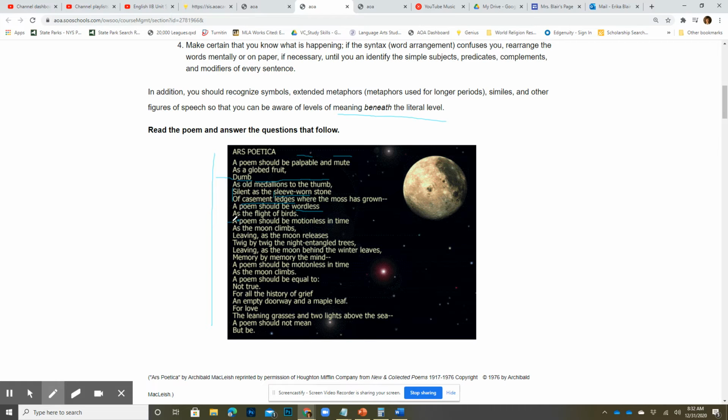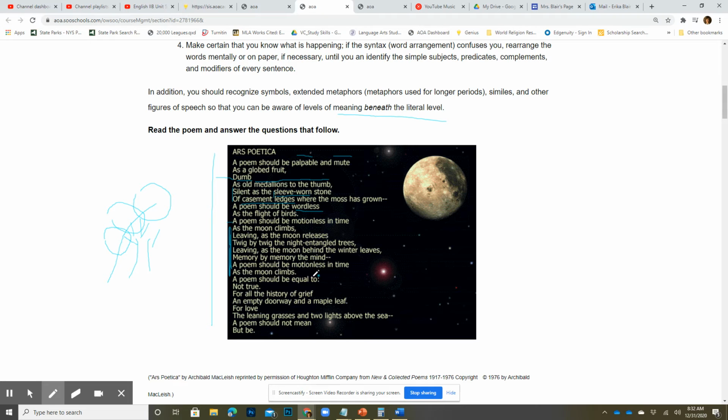Here we go. A poem should be motionless in time as the moon climbs, leaving as the moon releases, twig by twig, the night entangled trees, leaving as the moon behind the winter leaves, memory by memory, the mind. A poem should be motionless in time as the moon climbs. Okay, all of this is about the moon, and you get the sense of it rising. This is a tree, and as the moon rises, it goes through the branches almost as you see it rising above the horizon.